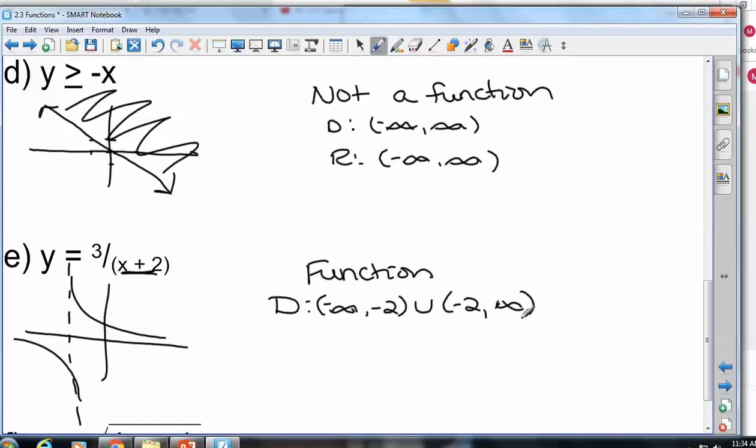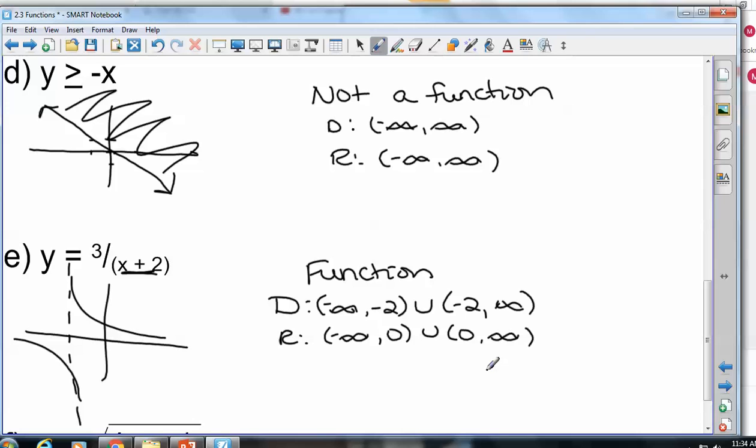Alright. The range is going to look very similar. This piece is going down forever, so it's coming from negative infinity. Where does this graph stop? Where do my y values break? At 0. Again, it doesn't touch it. Union, 0 to infinity.